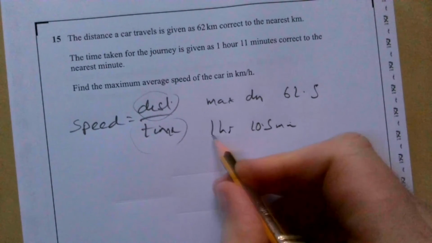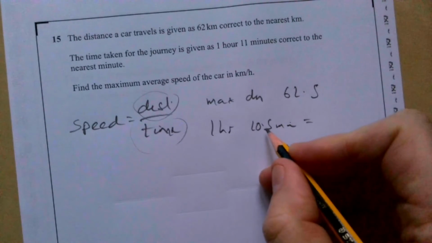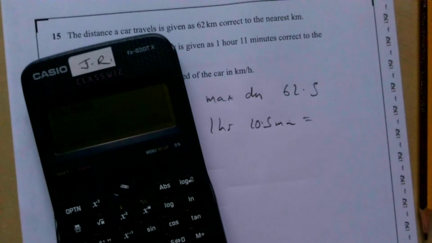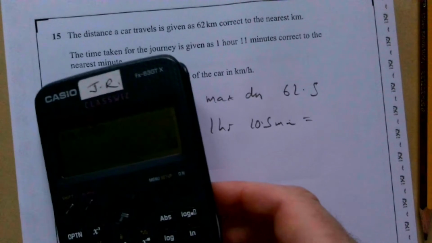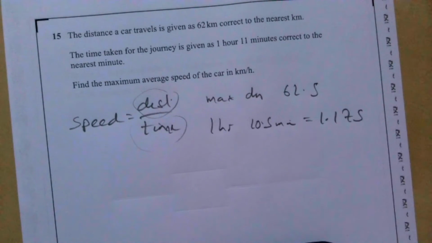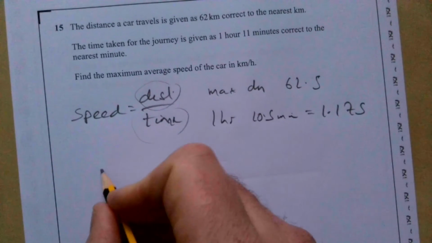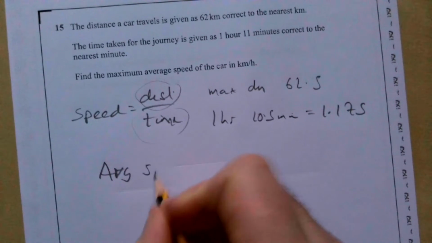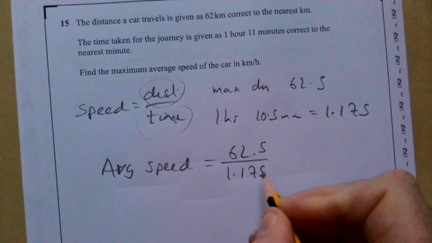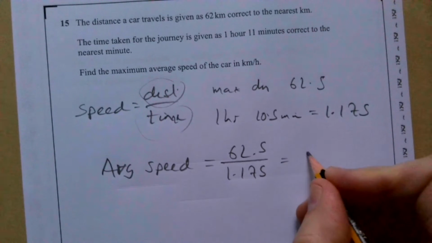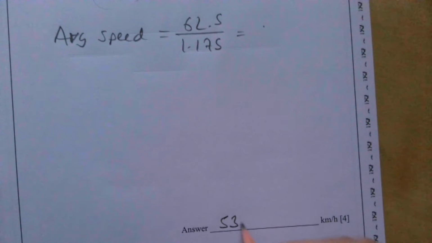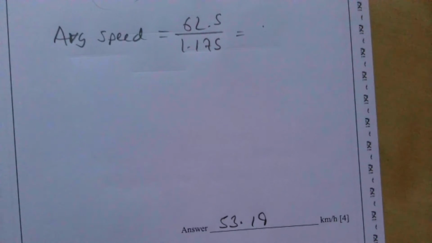And so it's 1 hour 10.5 minutes, and then we need to work that out in terms of hours. So 10.5 divided by 60 is 0.175. So in terms of hours, we have 1.175. So our average speed then is 62.5 divided by 1.175, and that gives us 53.19. Find the maximum average speed. So it gives 53.19, and that then is kilometers per hour.